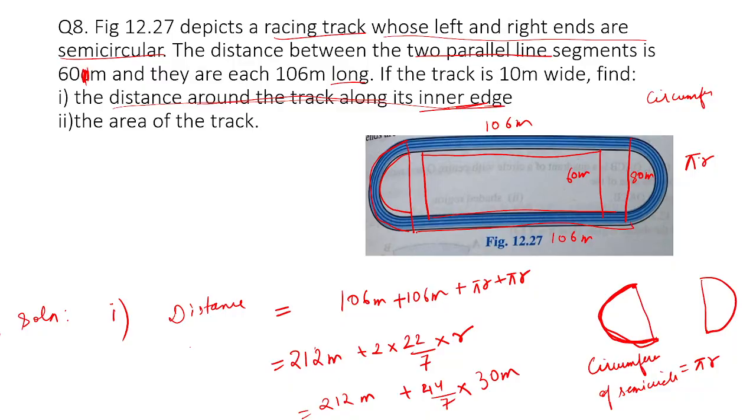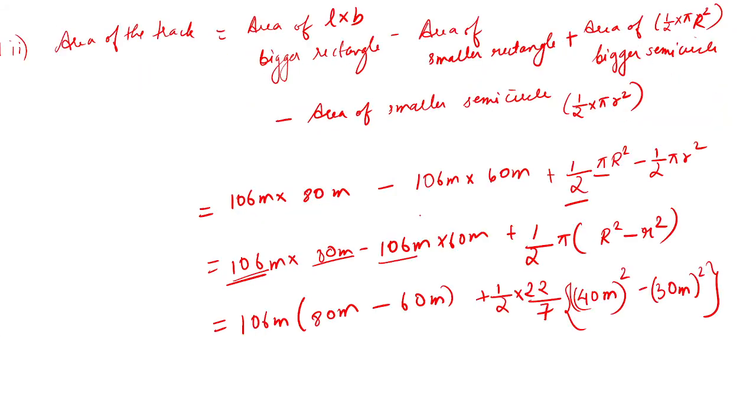Look at this. The bigger semicircle has a radius of 40 and 40, because the diameter is 80, and the diameter is 2r. For the smaller semicircle, the length from this end to this end is 60 meter, which is the diameter, so this is 30 and this is 30. That's how you get the bigger radius and the smaller radius. So 106 meter into 80 meter minus 60 meter is 20 meter.